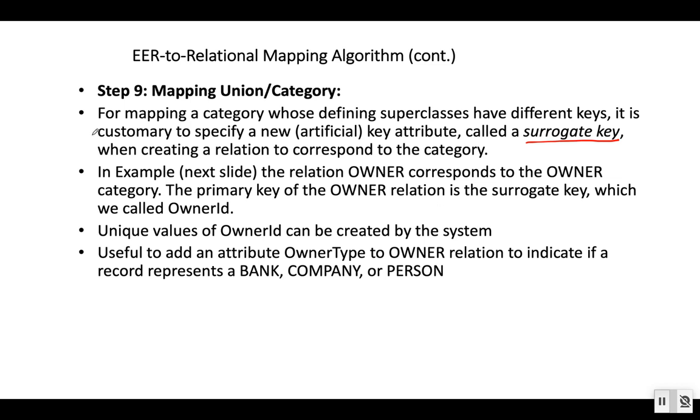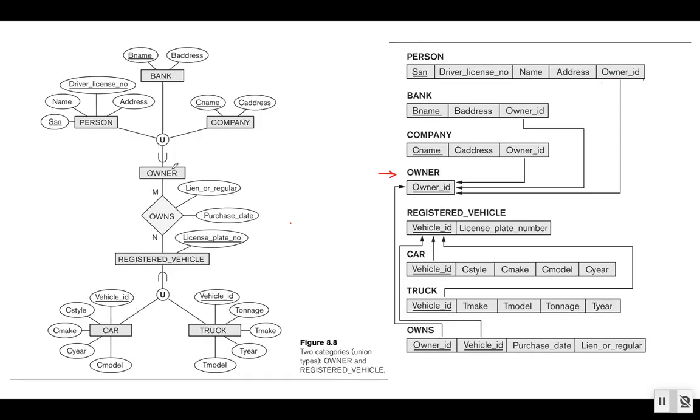So if we have a category where the defining superclasses have different keys, in that case we can come up with a new key attribute known as a surrogate key. For example, in our next slide we have an owner. Now owner can be person, bank, or company.